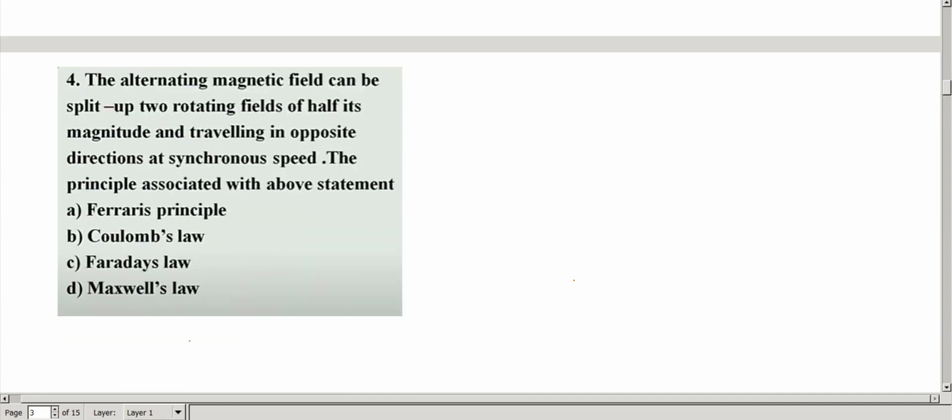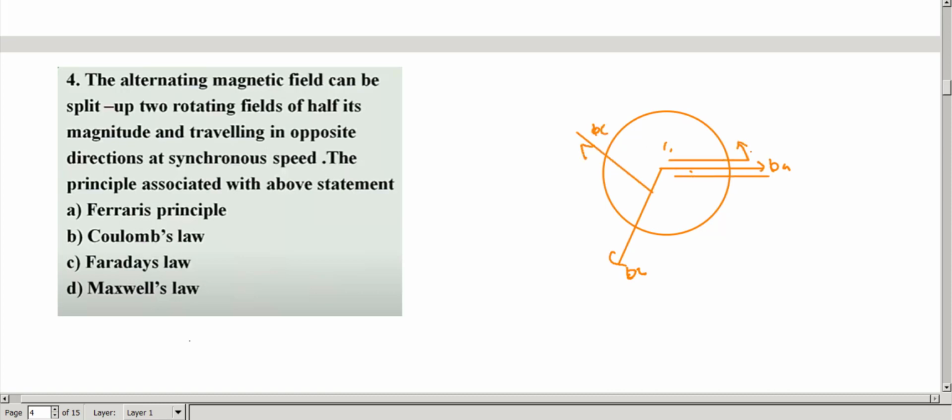Next question. The alternating magnetic field can be split up into two rotating fields of half its magnitude and traveling in opposite directions. I think this principle is called the double field revolving theory. Suppose you consider a rotating magnetic field, you have phi A here, phi B here, and phi C here. You are splitting this phi A into a forward rotating and a backward rotating magnetic field. If you consider a single phase induction motor, it will be effectively understandable.